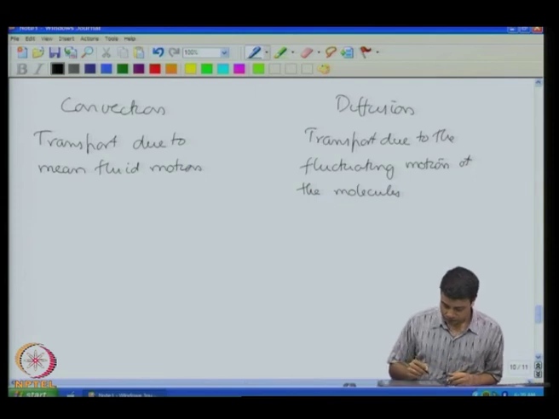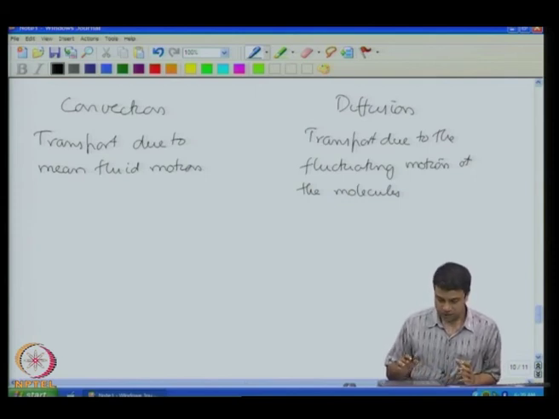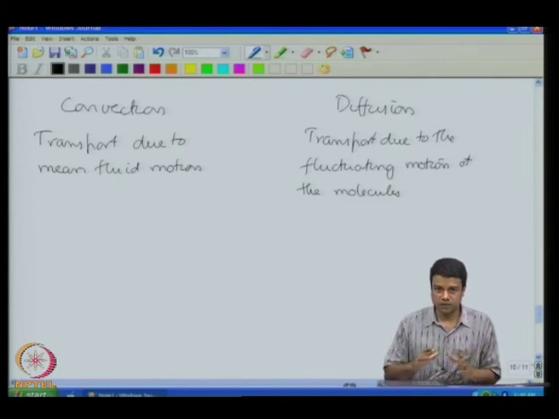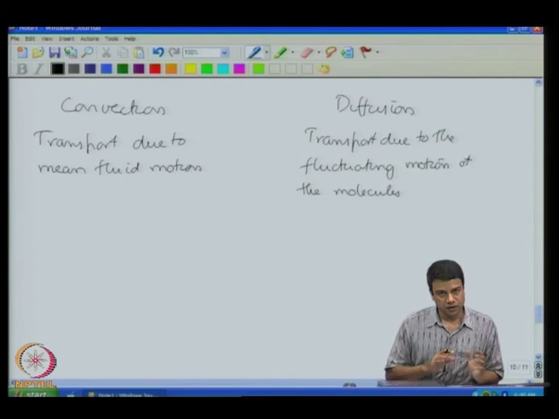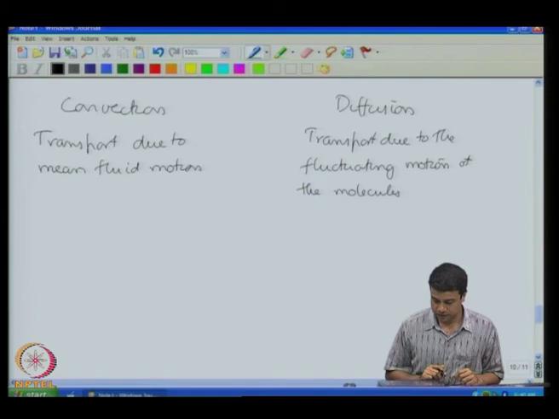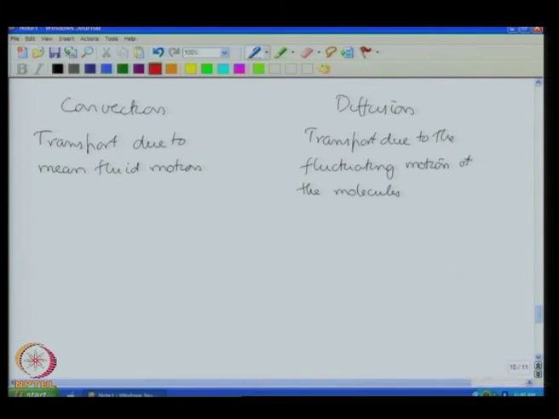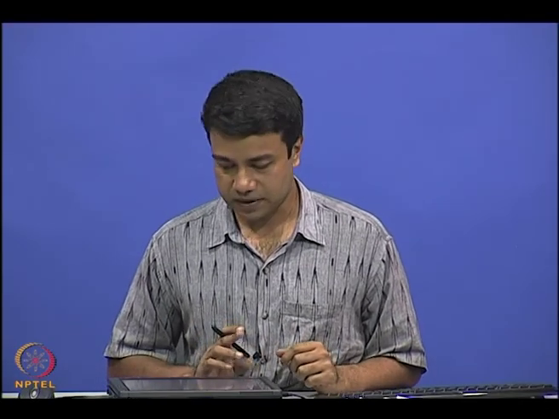So we will look at regimes where convection is dominant and we expect diffusion to be a small effect, and other regimes where diffusion is dominant and you expect convection to be a small effect, and see how we can simplify problems in these two regimes and try to obtain a solution. And this we will do first for heat and mass transfer and then for momentum transfer. So in the next lecture I will focus on how we are going to solve these problems. What is the exact procedure that we are going to adopt?